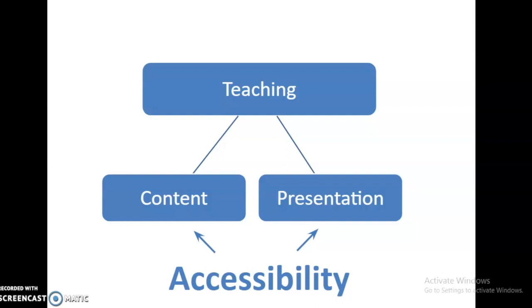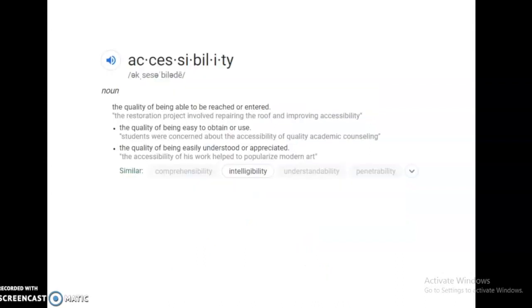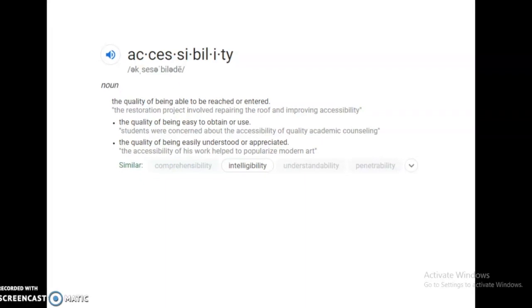Before I go too deep into that idea and concept, I want to define accessibility. There are 3 definitions that come up from my handy dandy use of Google, because that's available to me. The quality of being able to be reached or entered, the quality of being easy to obtain or use, the quality of being easily understood or appreciated. So when we think about the idea of accessibility to the content in the presentation of your lessons, you want to keep all 3 of these definitions in mind.